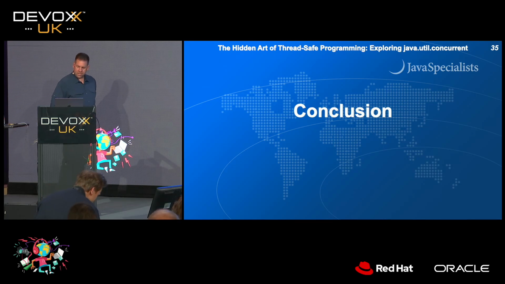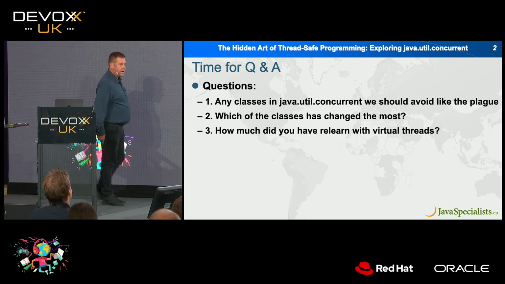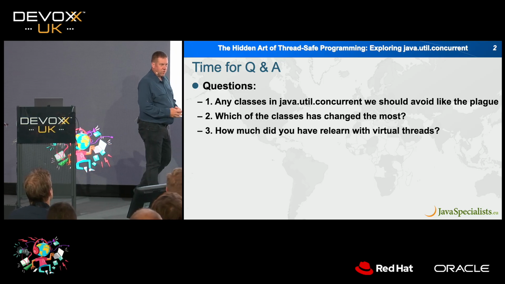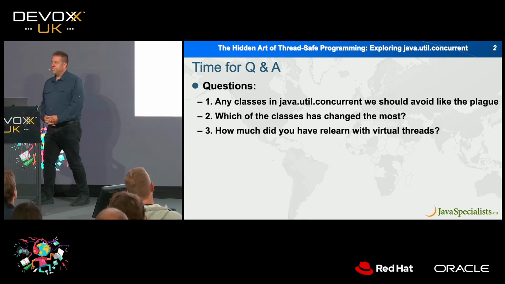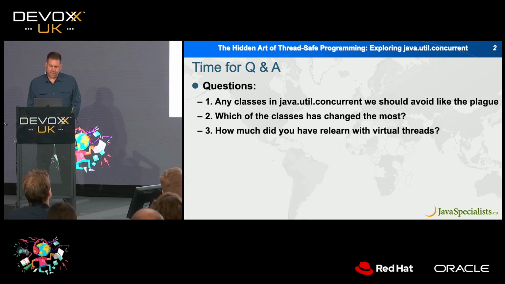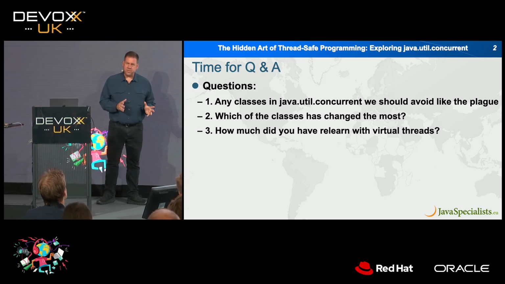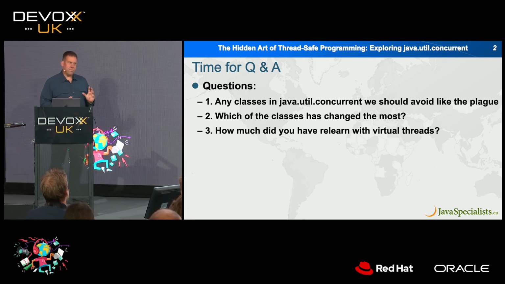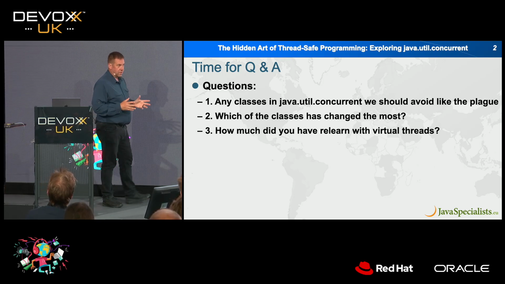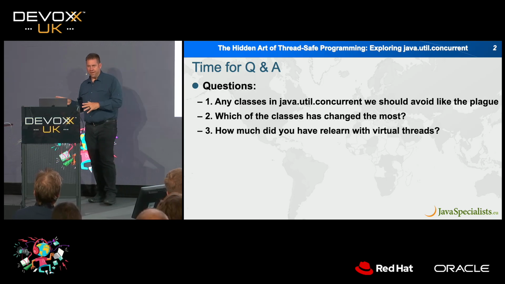So we've got another minute and a half. There was one question which I didn't really look at, which was how much do we have to relearn with virtual threads? Not too much, fortunately. Especially since Java 24. Before Java 24, there were a few things you had to be careful of, because before Java 24, you can't use wait and notify. But since Java 24, you can.